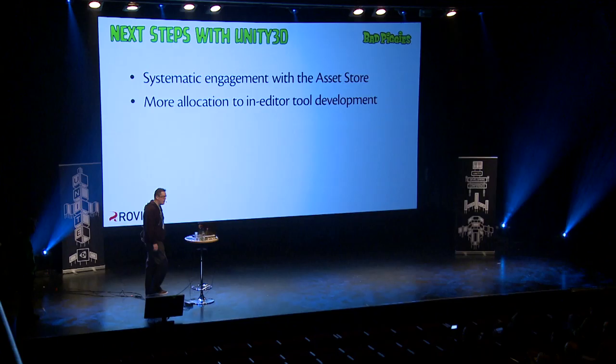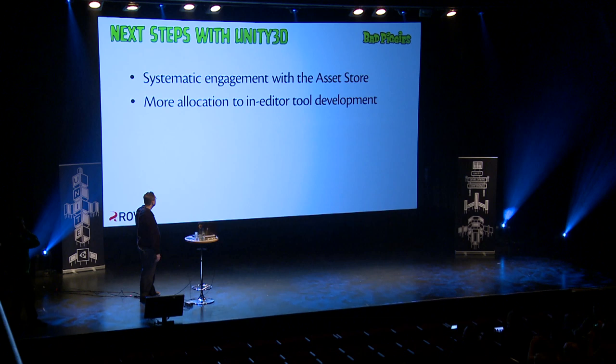Some obvious next step, again, I'm going to end up with platitudes. But a thing we're already doing is really going systematically through the asset store, figuring out what is there, what is useful to us, aggressively and actively evaluating stuff. If you know stuff that is interesting, please let me know. If you want to know what we use, please come and ask in the Q&A and so on. So that we view as really essential going forward with Unity.